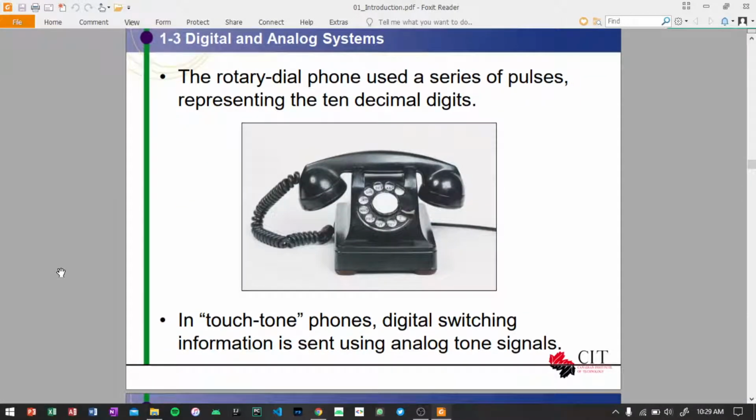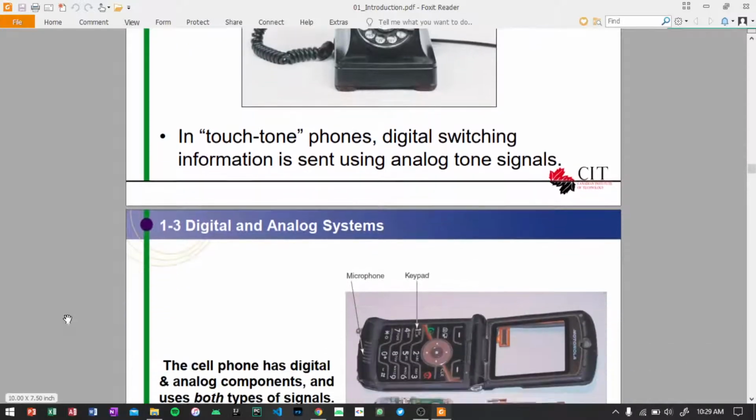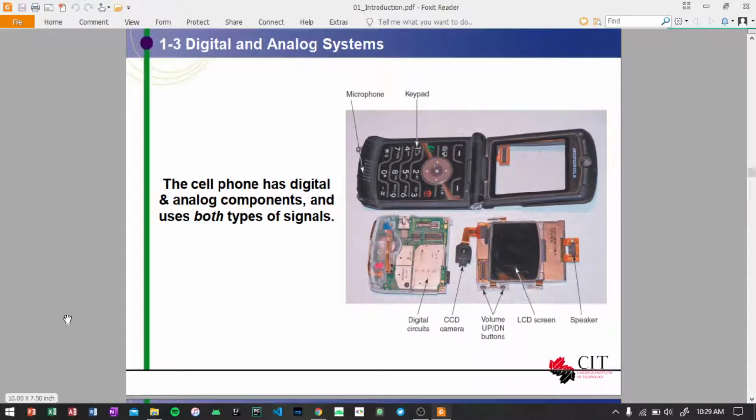The rotary dial phone uses a series of pulses representing the 10 decimal digits. In touch-tone phones, digital switch information is sent using analog tone signals. What we have right now, after the 19th and 20th centuries, is all done in one device called the cell phone. The cell phone has digital and analog components and uses both types of signals.